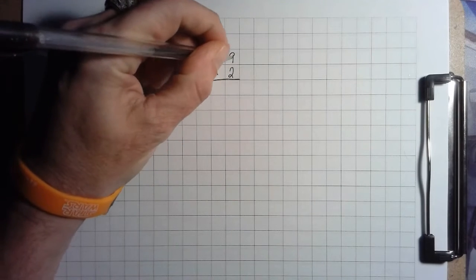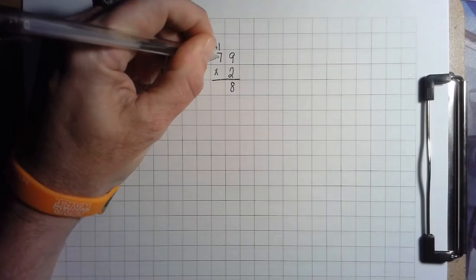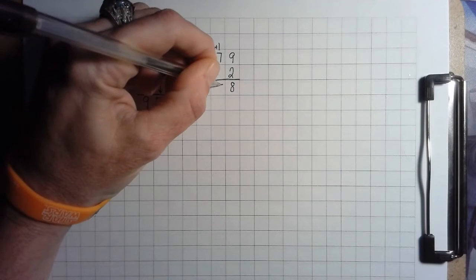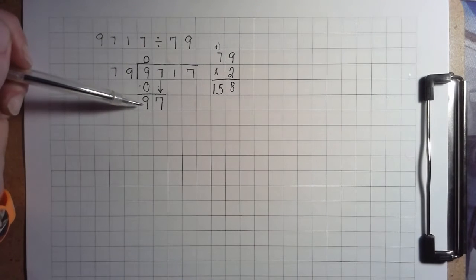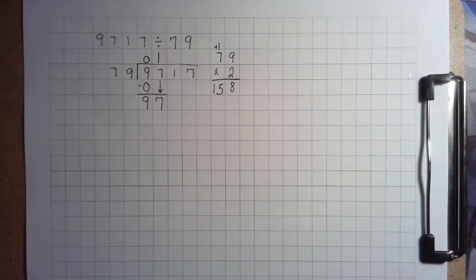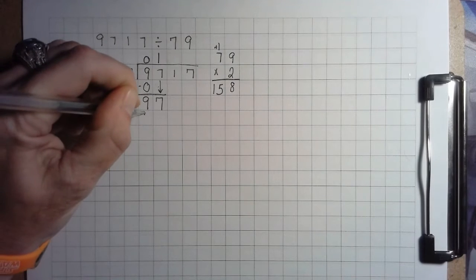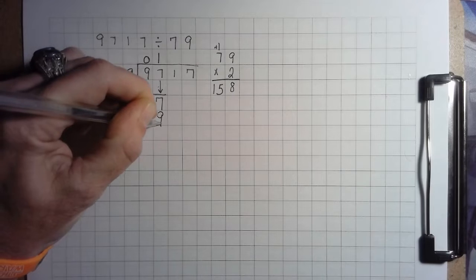79 times 2. 2 times 9 is 18. Carry my 1. 2 times 7 is 14. Plus 1 is 15. I see that 158 is bigger than 97, so I will put a 1 here. So 79 can go into 97 one time.